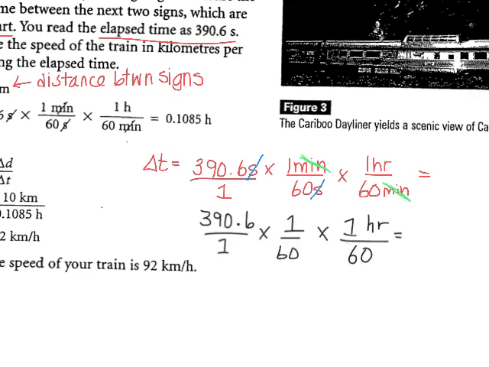So when you're dealing with fractions and you're multiplying them, you're going to multiply straight across. So 390.6 times 1 times 1 is still going to be 390.6. This time I'm going to put the hour there. We're going to multiply straight across. 1 times 60 times 60. And we get 3,600. Now we want to be able to solve this, so we take 390.6 and divide by 3,600. And you're going to get the answer of 0.1085 hours.